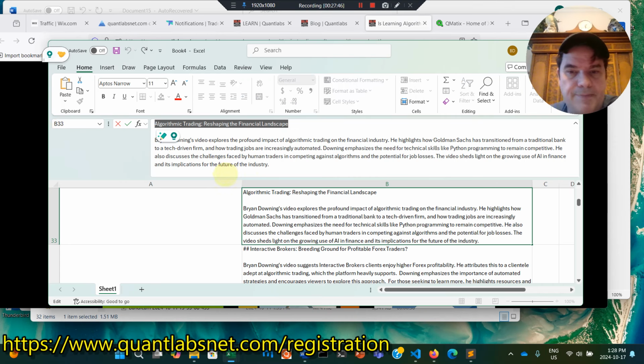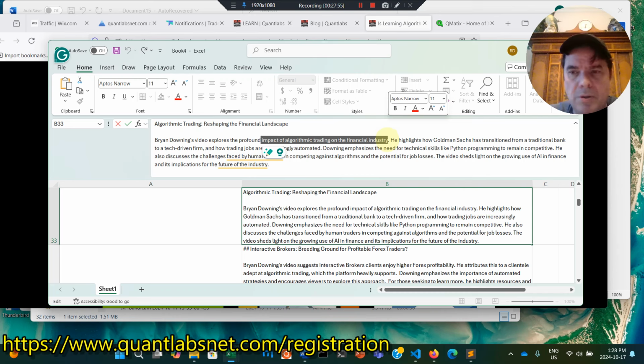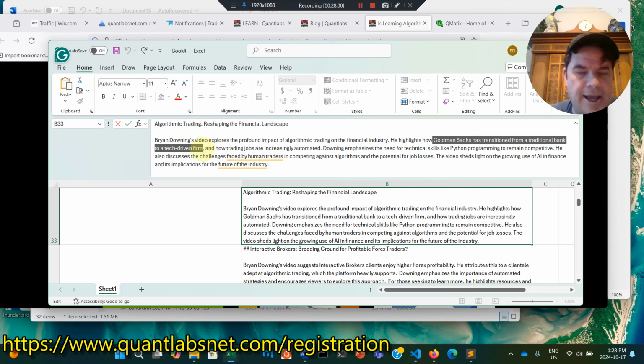Reshaping the financial landscape. Big changes have happened recently in the impact that algo trading has had on the overall financial industry. I've talked about, as an example, how Goldman Sachs has transitioned from a traditional bank to a tech-driven firm, and how those trading jobs are being automated. So if you're a traditional point and click kind of trader, you're probably out of a job and out of a career unless you catch up to automation. If you're my age, you're probably out of the field and into something different, because you just don't feel you have the technical chops to get into it.